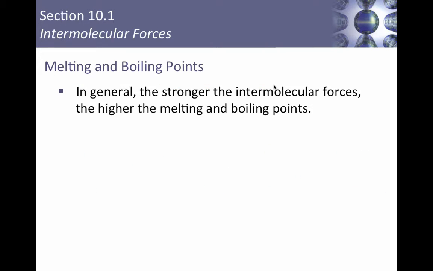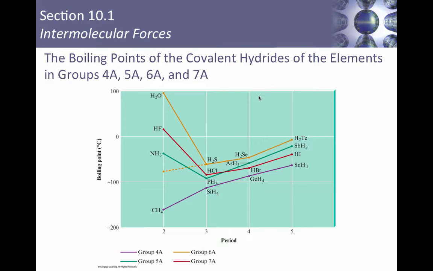The general idea is that the stronger the intermolecular force is, the higher the melting and boiling point. And the reason for that is that when you melt something or you boil something, you're breaking the attractions between molecules. If we look at this chart, this is kind of interesting. So you can see four different series taking place here. So you can see the one with carbon. So this is group 4A, and you can see the gradual increase of the boiling point as we move across.